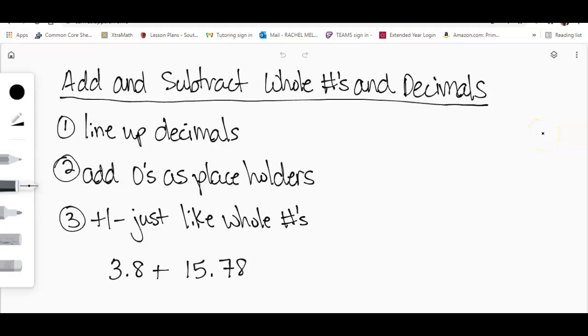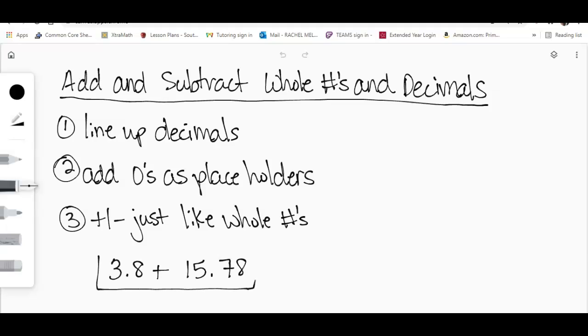Today's review lesson will be on adding and subtracting whole numbers and decimals. There are only a few tiny steps that are different for adding and subtracting decimals than for whole numbers. So I want you to pause this video for just a second and write down these steps. All right, so let's look and see what this means using this problem down here.